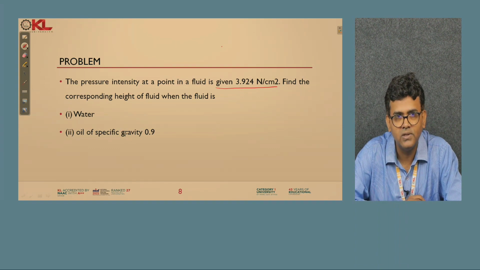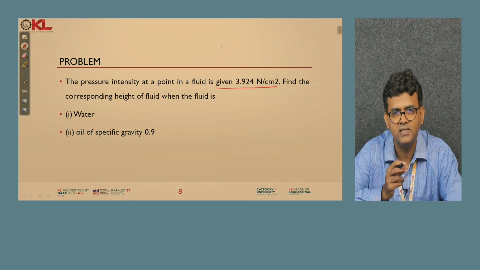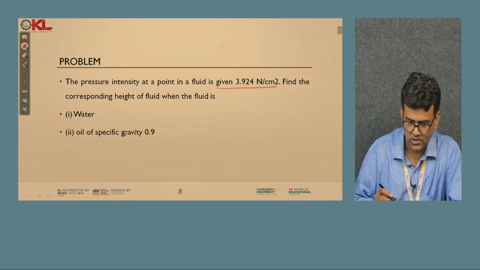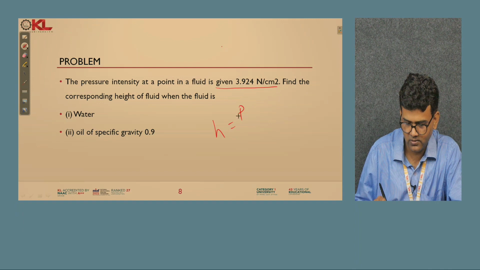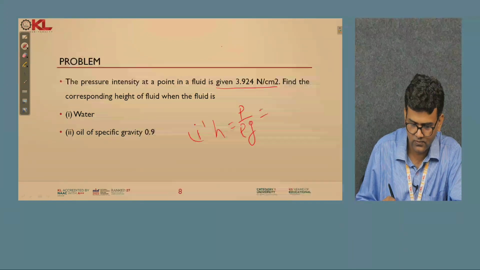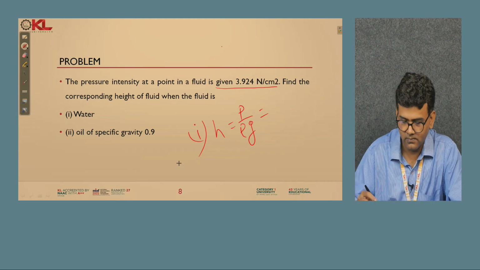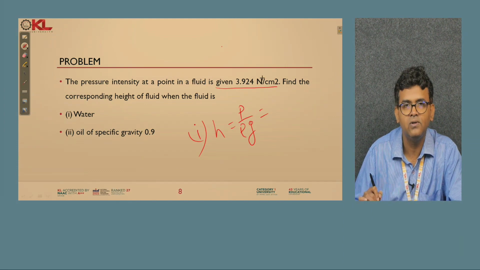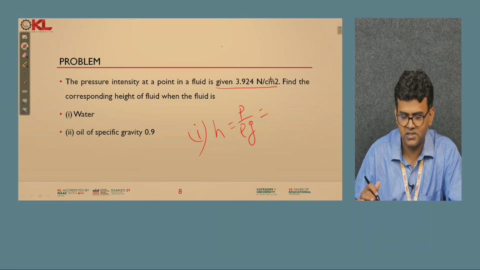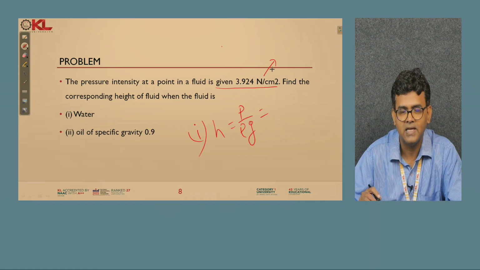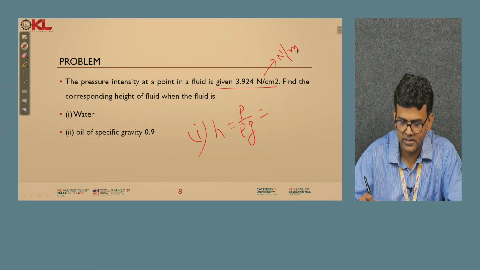So you have to compute the corresponding height of fluid, that is the pressure head. Pressure head is P upon rho G. For the first case, water is there. P value is given as 3.924 Newton per centimeter square. We have to convert this into the SI unit, Newton per meter square.